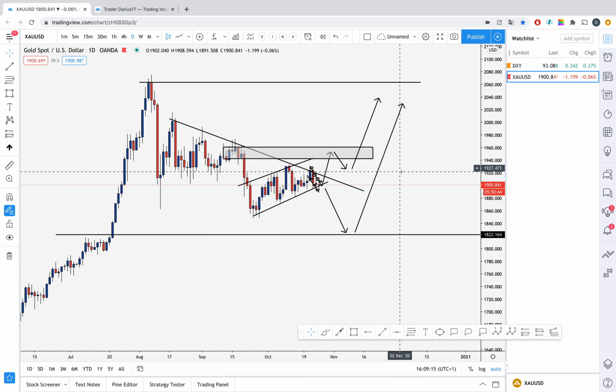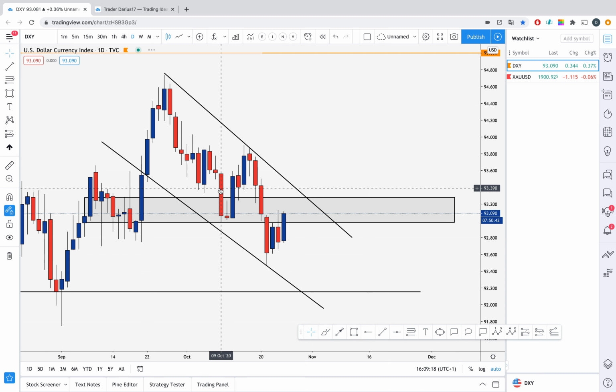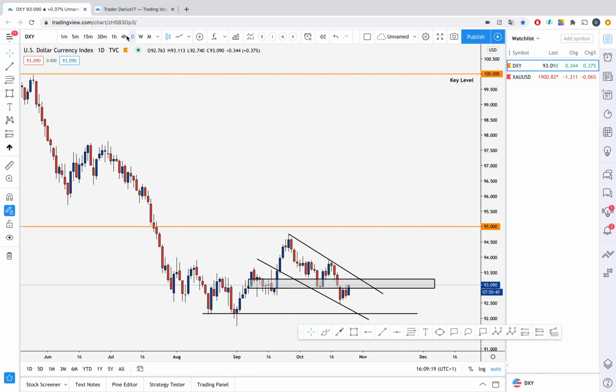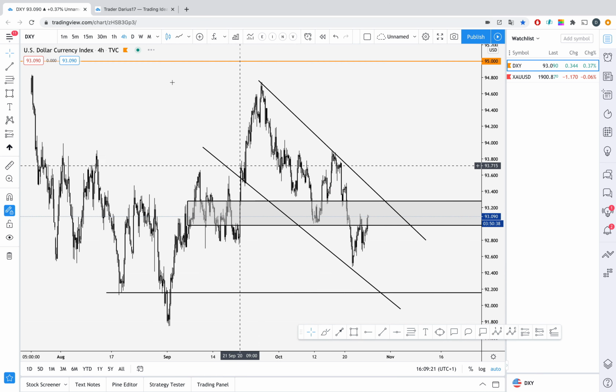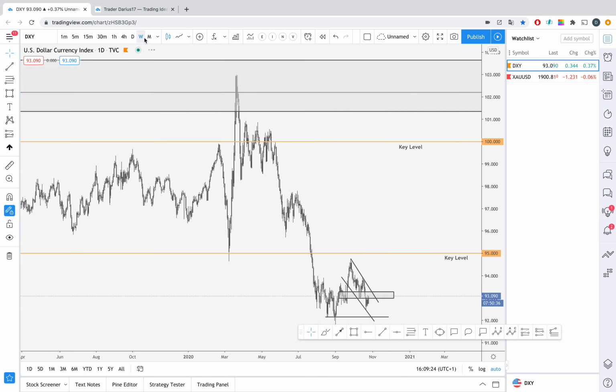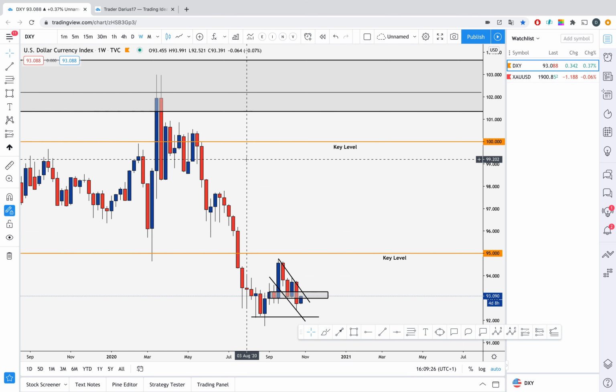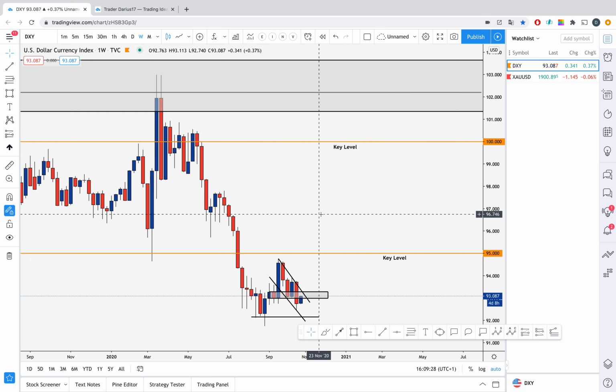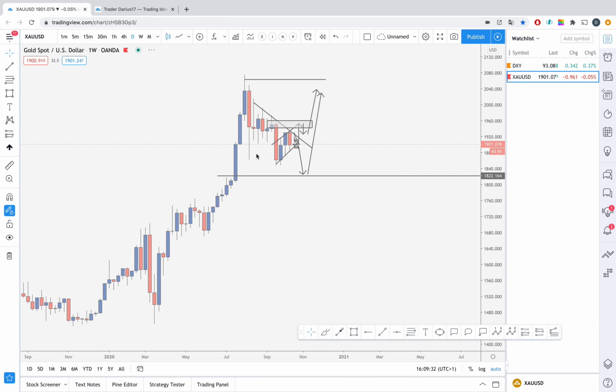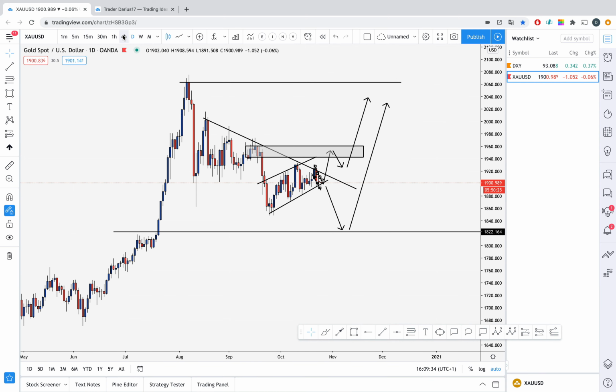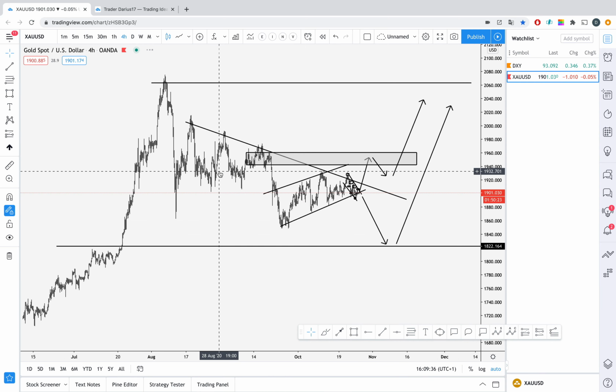But for now, we need to see how this daily candle will close, to see how the next 4 hour candles are going to close on the DXY, to see if we got a nice weakness by the bulls and that we have more bears in the market in order to get a nice long opportunity on the gold market. Guys, that was my analysis. This is my thought about gold right now.